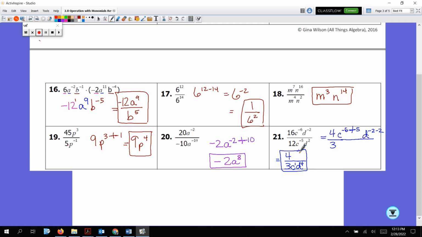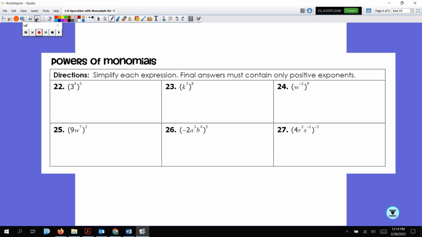All right, powers of monomials, 22 to 27. Powers say we multiply the exponents, multiply the little numbers. That gives me 3 to the 20th power. Multiply these: k to the 24th power. Multiply those: w to the negative 18th. But then we need to make sure we have positive exponents. So 1 over w to the 18th power.